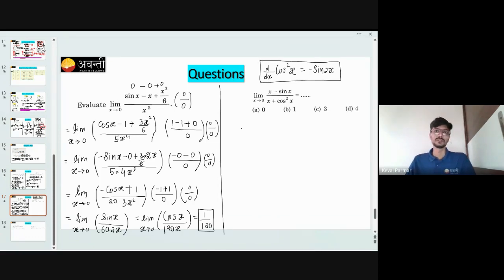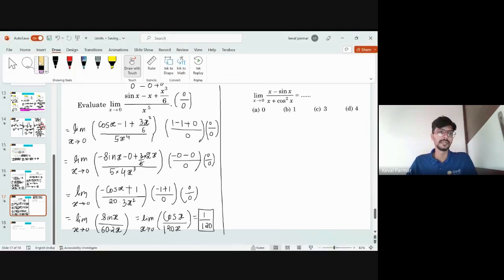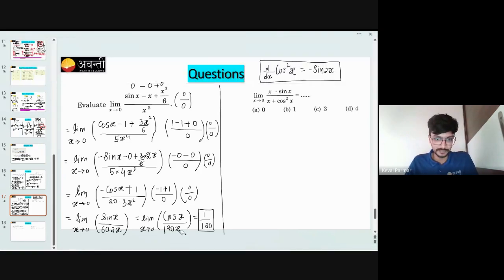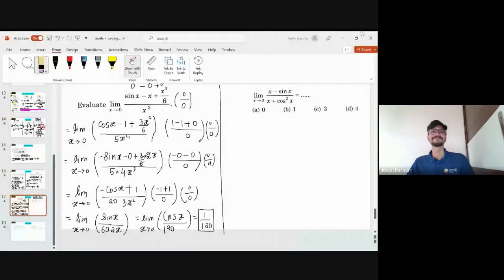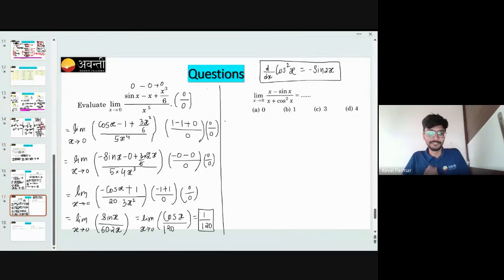Okay, so let's see. Here, I think it will be 120 only, not 120x. Previous question. Oh yeah, here, right. So this will be 120 because we took derivative of x. Very good. Thanks for pointing out. So it will be 120. So answer is 1 upon 120. No issues. Now let's move here.